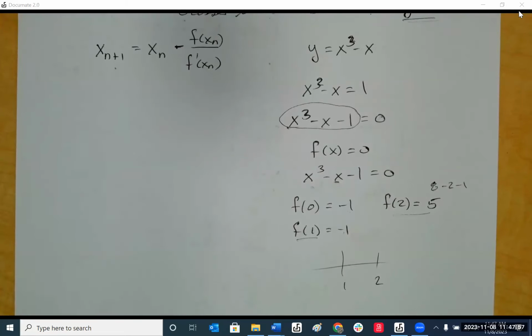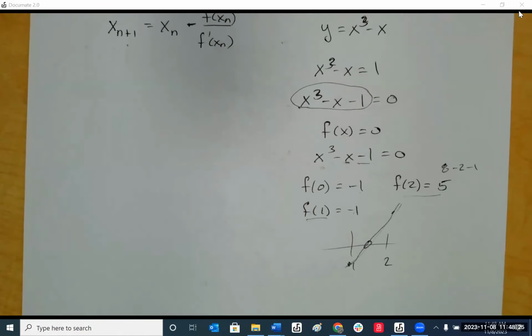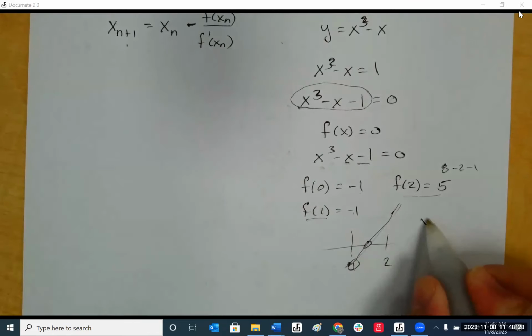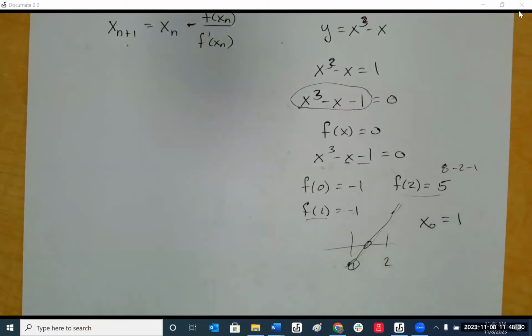What's that theorem that tells us that? Intermediate value, very good. Intermediate value theorem, because if at 1 we have -1, and at 2 we have +5, and they're connected, it has to have an intercept there somewhere. And the line we're going to cross is the line at y equals 1. So let's go ahead and pick our x sub 0 as being 1.